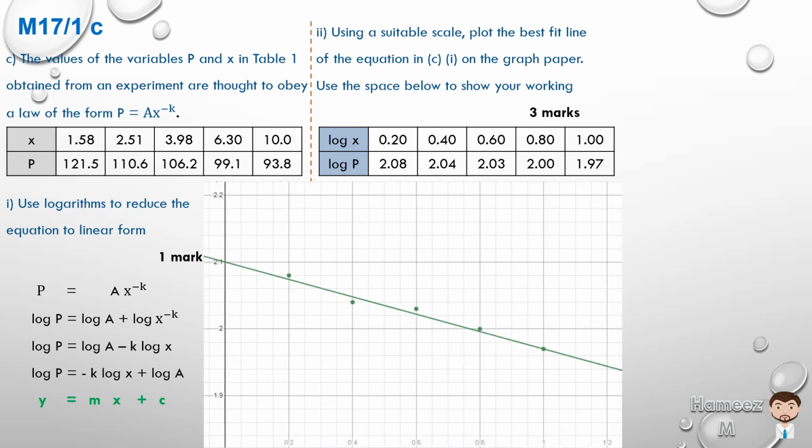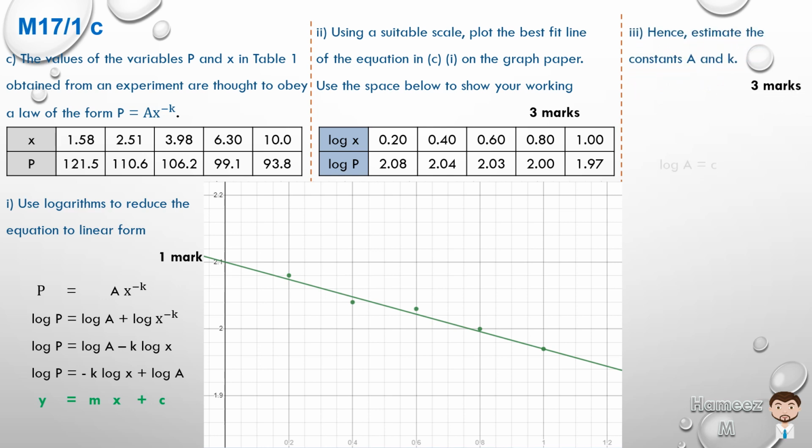Remember, a line of best fit is one in which we can draw a straight line through most of the points. And if there are any points that are remaining, we should have an equal number of points above and below the line. Part 3. Hence, estimate the constants a and k.